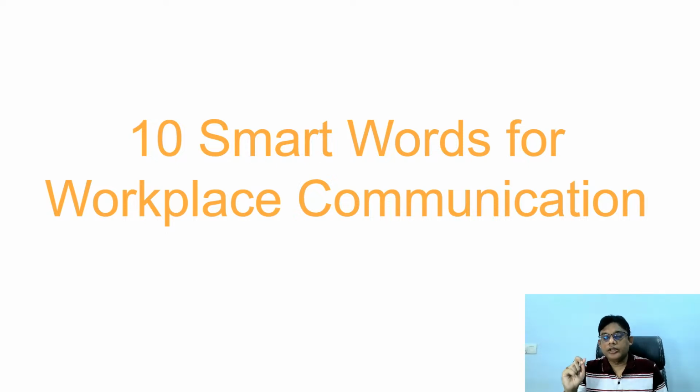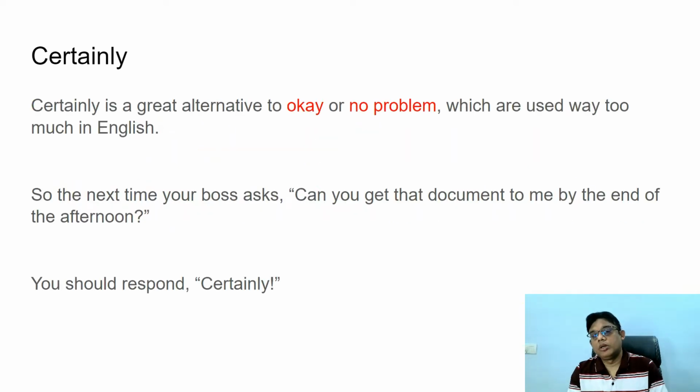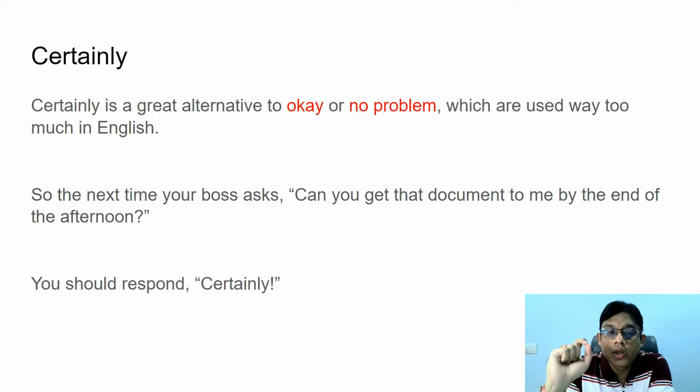Okay. So let's look at some smart words that will help you in your workplace. All right. Now, the first one, certainly. A common word that we Indians use is okay or no problem. So I would highly recommend that if you are using the word okay or no problem, substitute it with the word certainly.